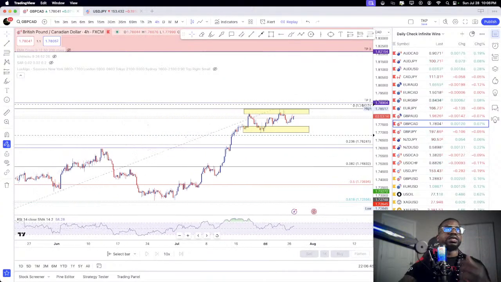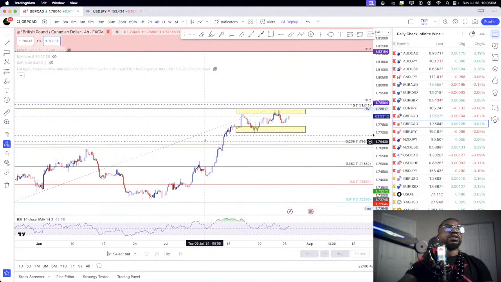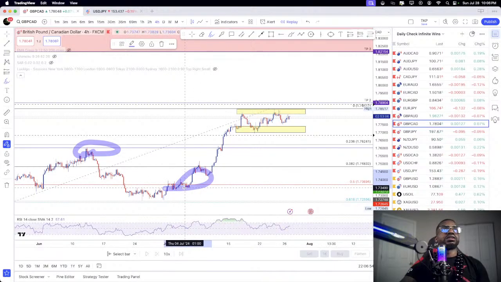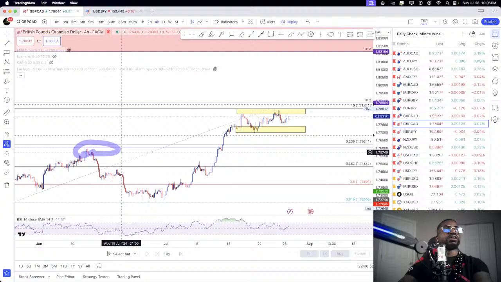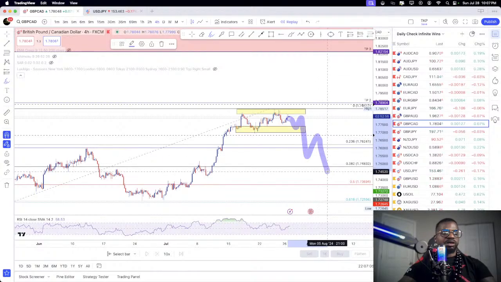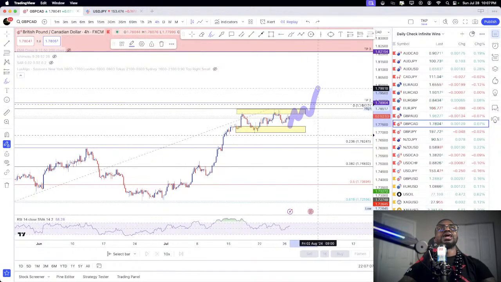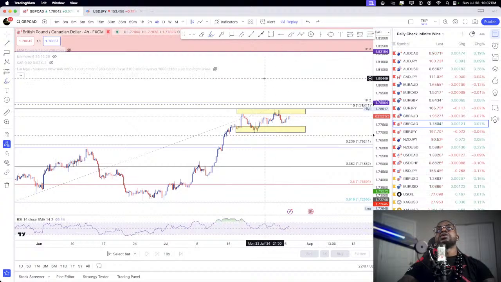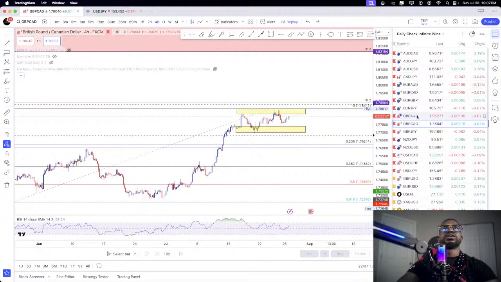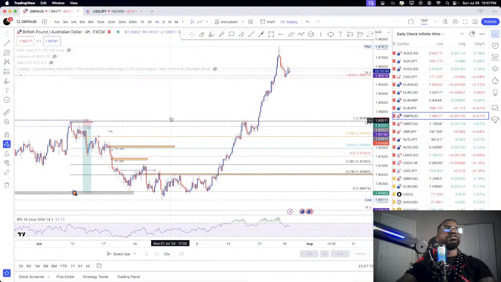Now right here underneath it, what we want to look at is this high here and this area right here. We'll figure out exactly what we need to do as soon as price makes a decision about either, like I said, breaking below or moving above. So it's really not too much that you need to do when you get to these pairs if you've already done your homework. So really, we can just move.